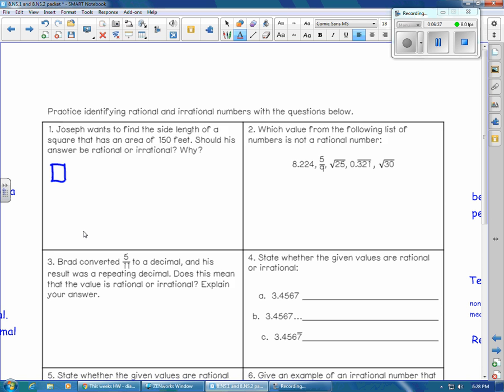So let's think about squares. Our squares always have side lengths that are the same. That's what makes them a square. Now, a lot of times we show that as an S, but my S's tend to look like 5s, so I'm going to call them X. To find the area of this square, I would multiply X times X, which I could write as X squared, right? And I know the area is going to be 150 feet. So to solve this, I would take the square root of both sides, and now I've got the square root of 150. Is the square root of 150 going to be rational or irrational?